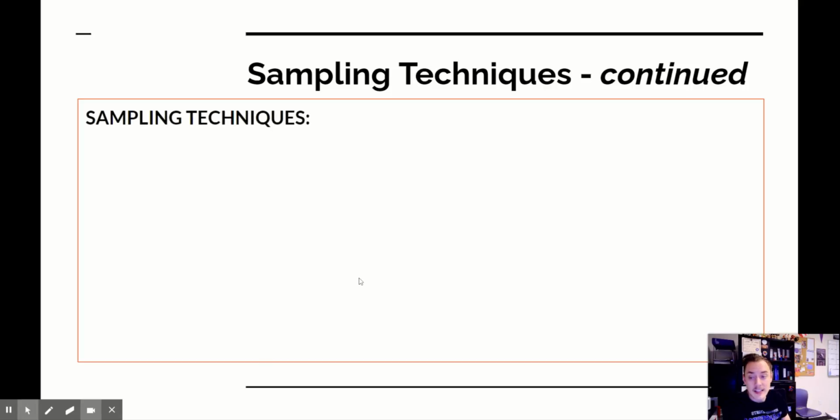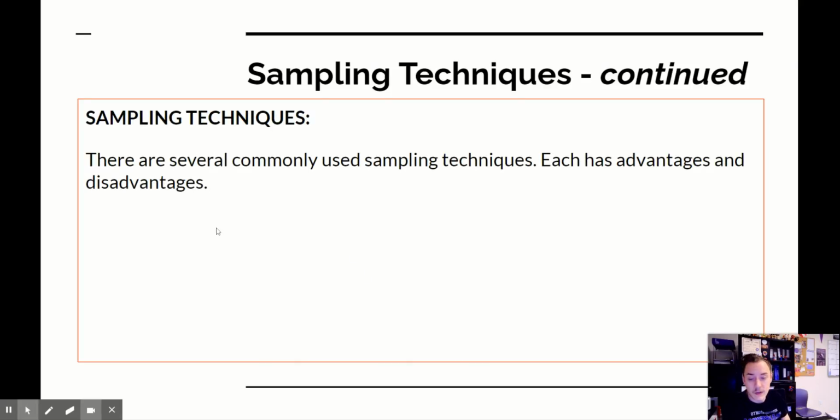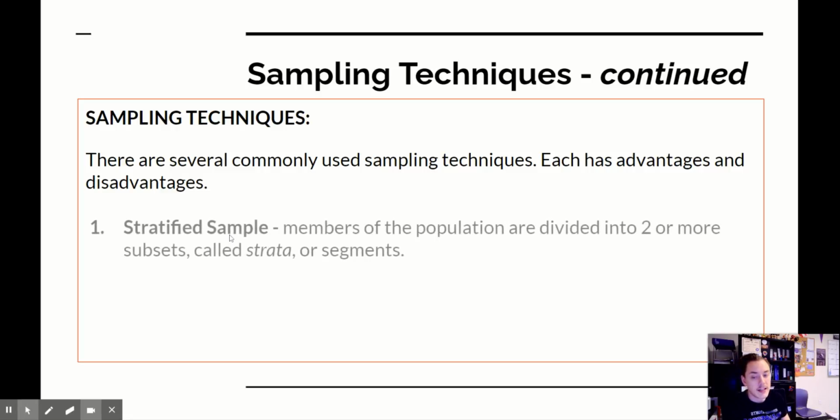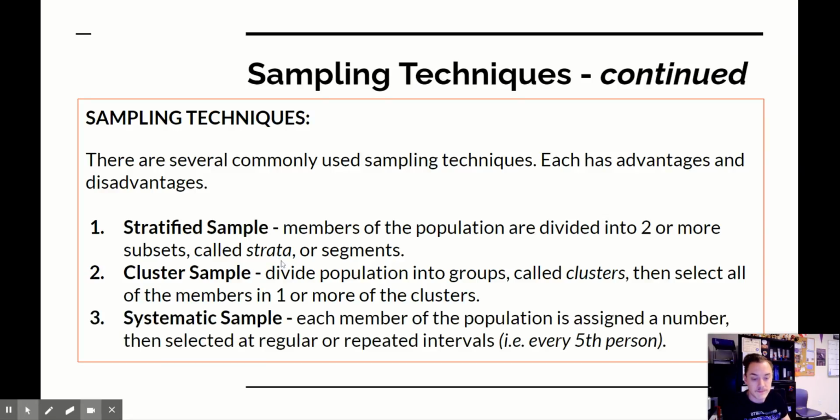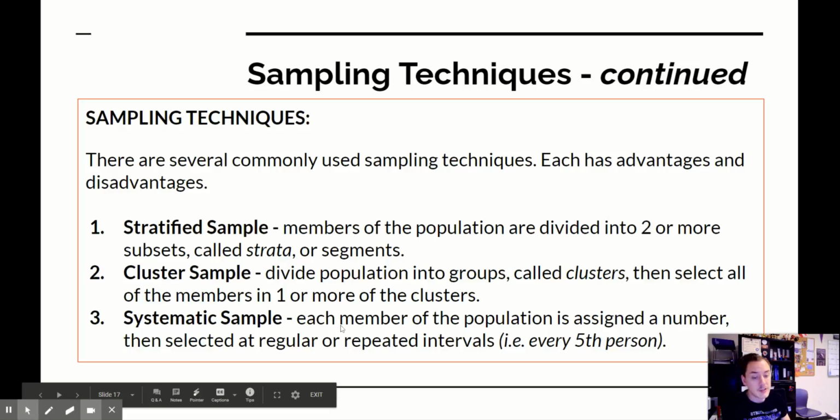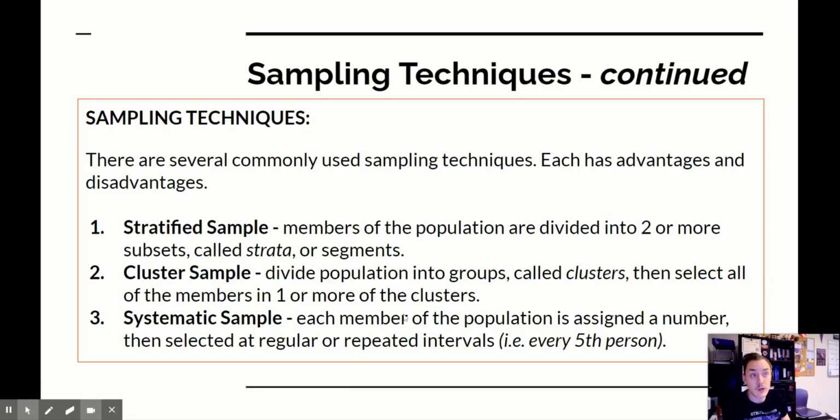Okay, now sampling techniques, here are the actual techniques. There are several commonly used ones, okay, but they each have advantages and disadvantages. So stratified sample means this: members of the population are divided into two or more subsets, called strata. Cluster sample means divide the population into groups, called clusters, then select all members in one or more clusters. Systematic sample: each member of the population is assigned a number and then selected at regular or repeated intervals. So like every 5th person, every 10th person, every 2nd person, or so forth. That's systematic.